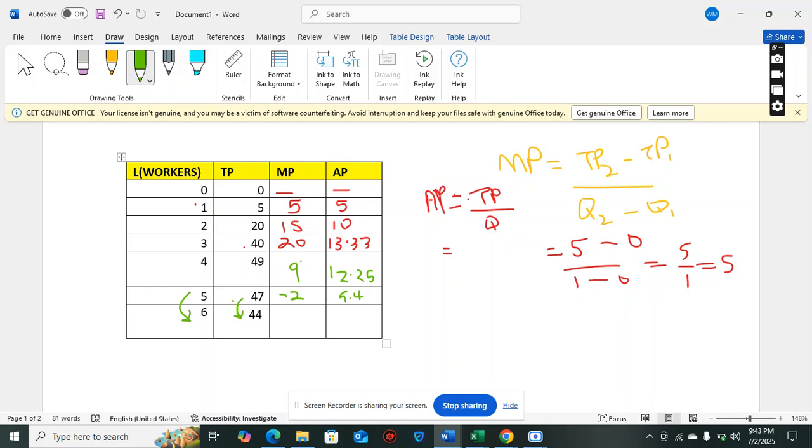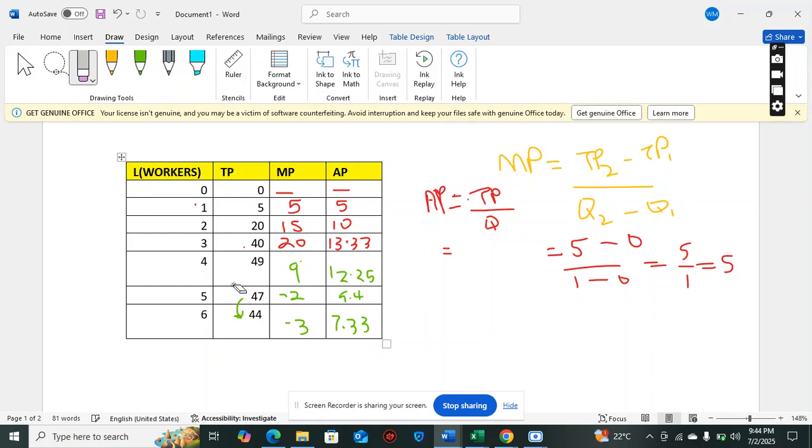Now you bring in a sixth worker, total output reduces. Maybe now the machine has broken down because too many people are using it. 44 minus 47, -3. Average output, 44 divided by 6, 7.33. Okay. So colleagues, now look at the table here.